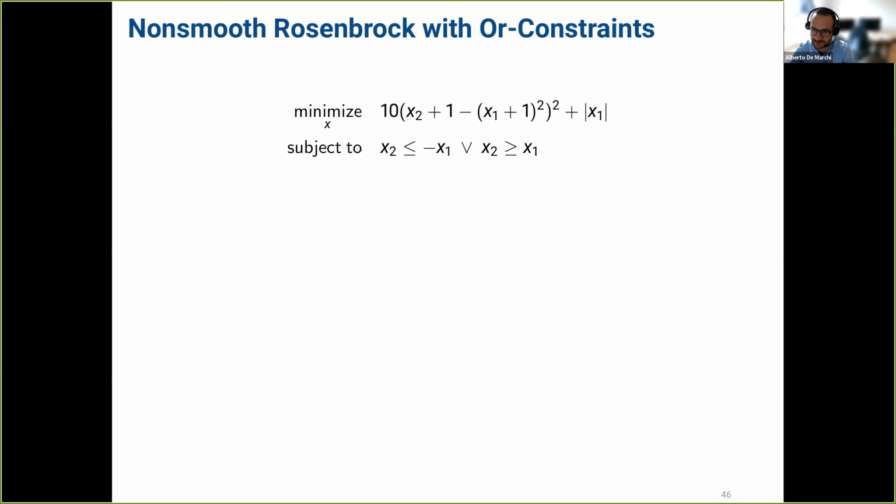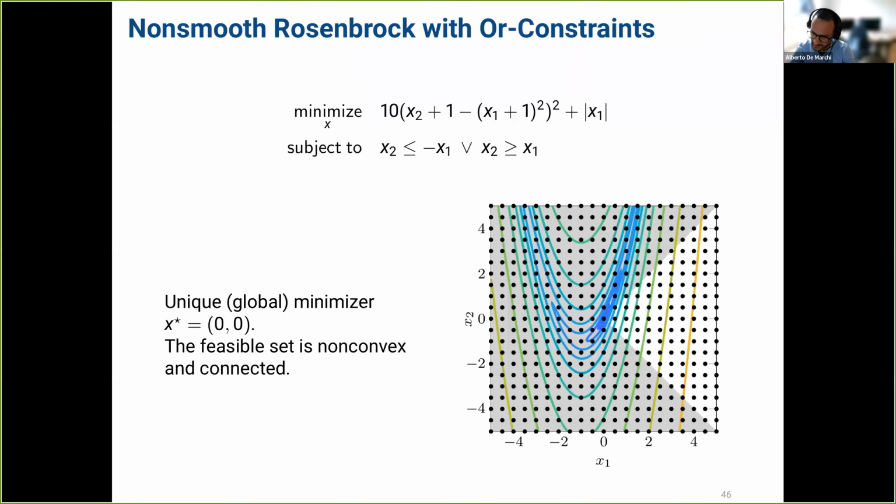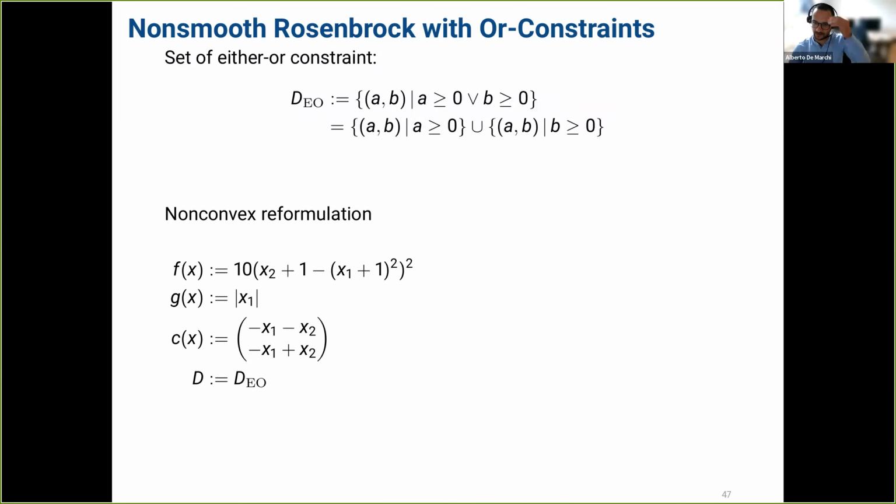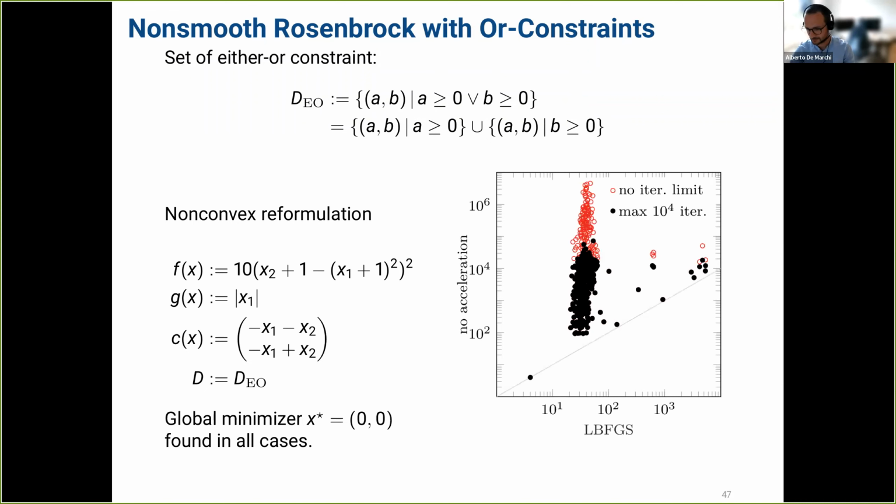And so this is just a Rosenbrock function with the non-smooth part and these OR constraints. Here we have the feasible set in gray and the contour lines. The solution is just at 0, 0. We can again formulate it using a special set for these either-or constraints. We have this formulation without slack variables. And we run our algorithm. We always get the global minimizer, which is the only minimizer.